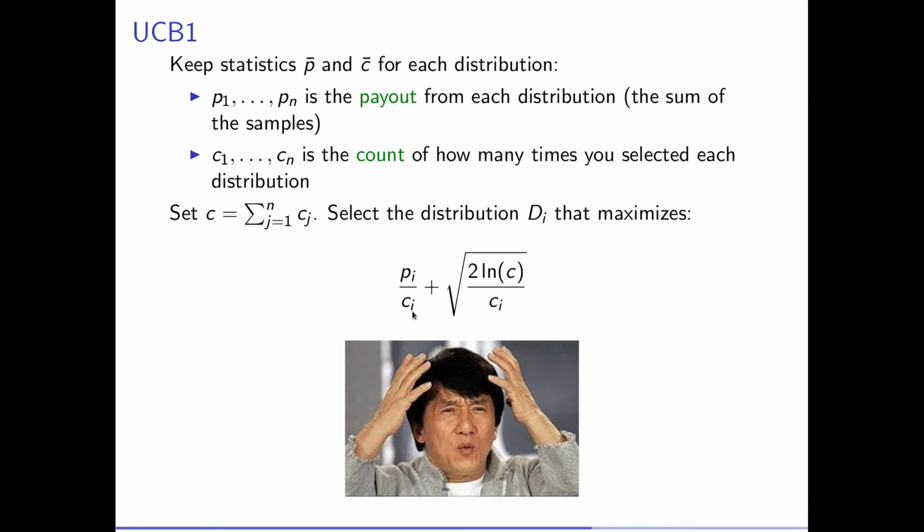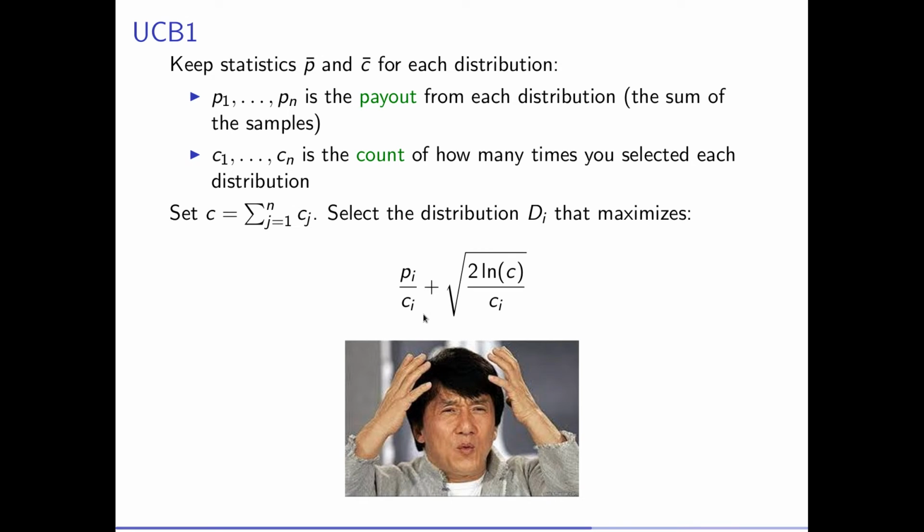So pi over ci is the total payout, the total number of dollars we've gotten from that slot machine, divided by the number of times we played it. So that's the average dollars we get by playing that machine. Okay?